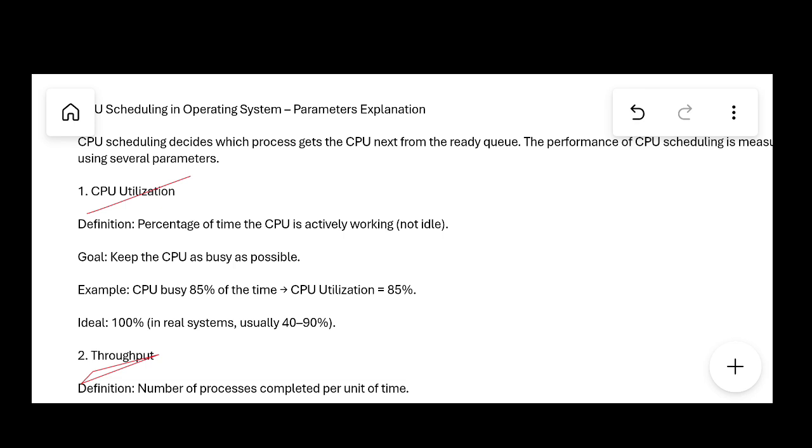So basically, high CPU utilization alone isn't enough. You also need to balance other parameters like waiting time and response time.